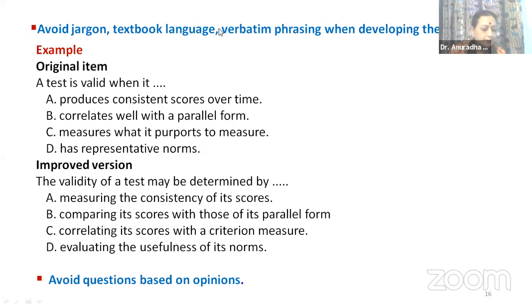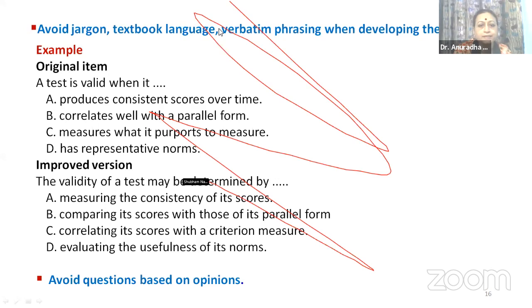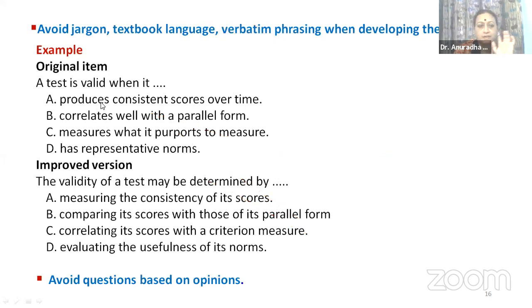Sometimes, when we are designing MCQs, we pick up sentences from the textbook which they have studied and just remove one part of it as a fill in the blank, and again we expect the student to choose. So what do you have to do? For example, instead of saying a test is valid when it produces consistent scores over time, correlates well with the parallel form, this is in psychological testing, measures what it purports to measure, has representative norms. Now this is a little more difficult for the student.